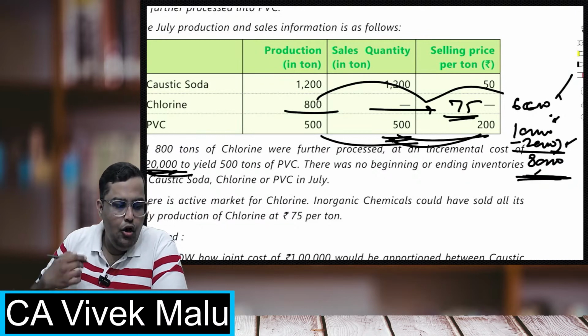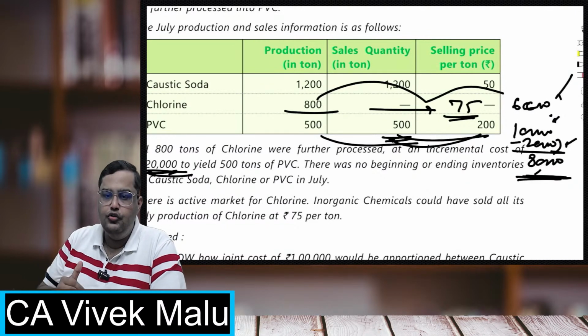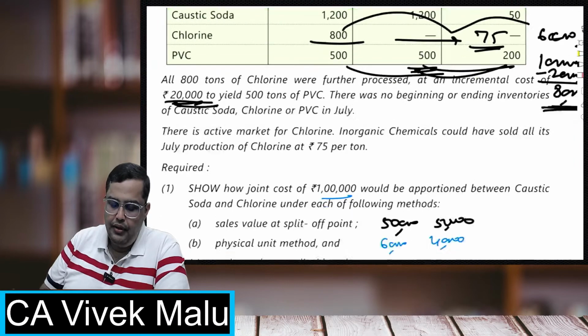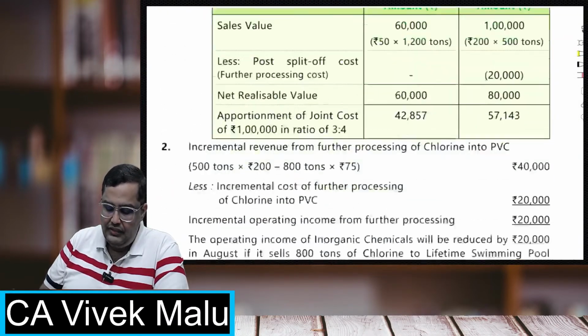So I will make a loss of 20,000 rupees. My operating income will reduce by 20,000 rupees in case I do not produce PVC, in case I directly sell off my chlorine. So this is all from this chapter. I hope everything is clear.